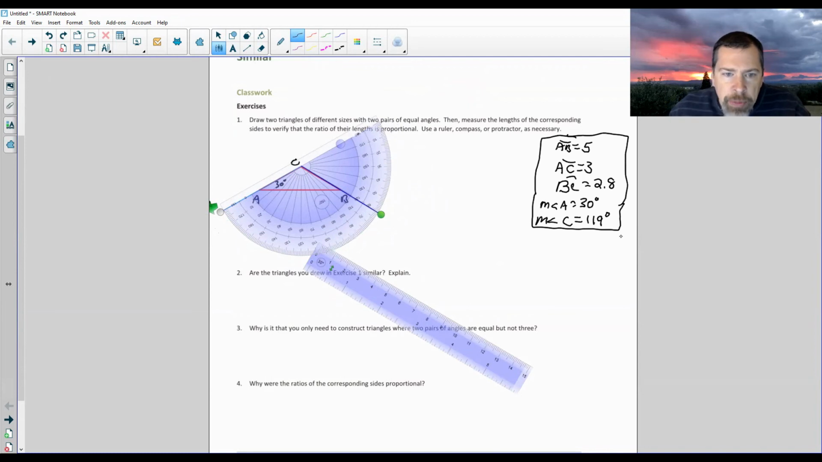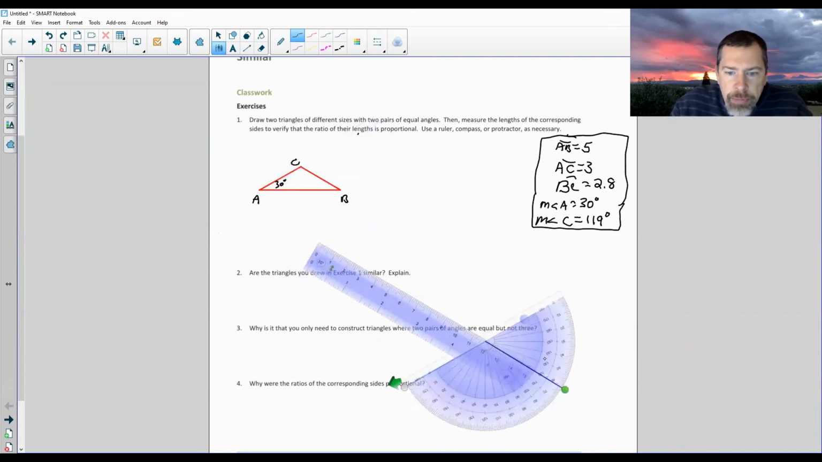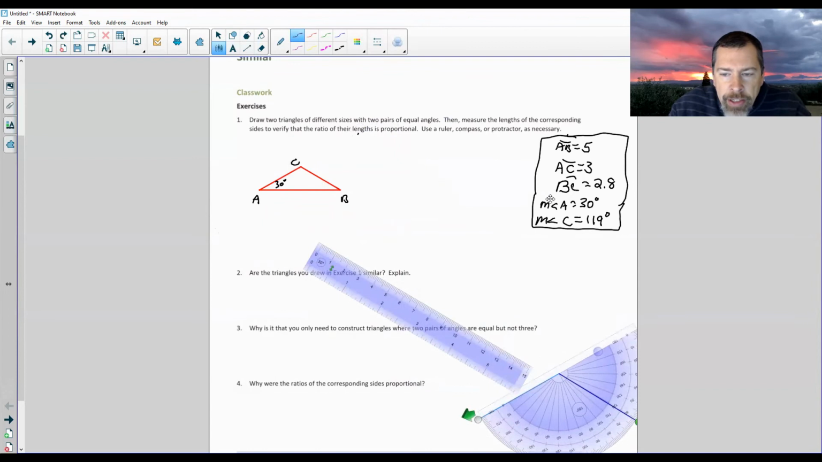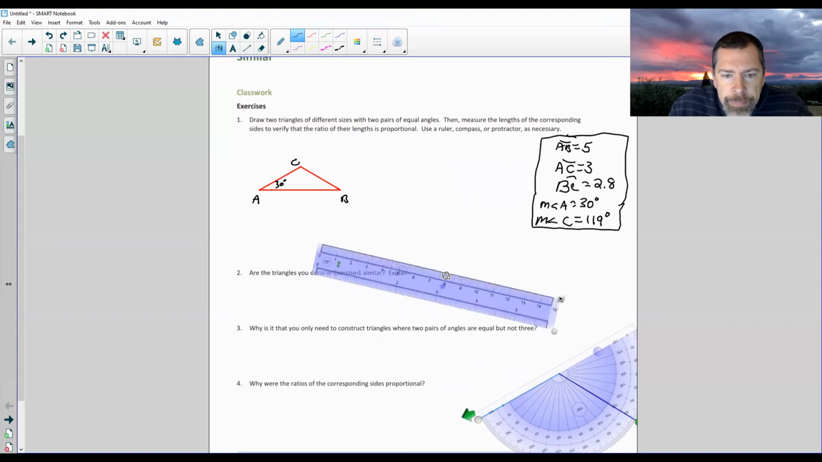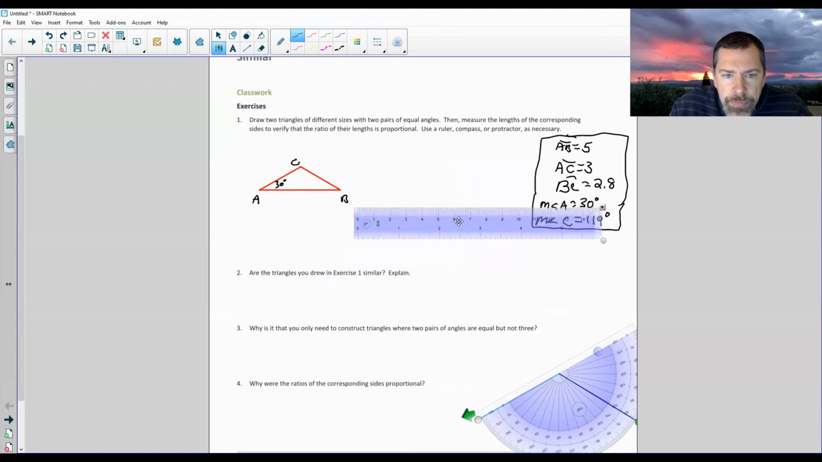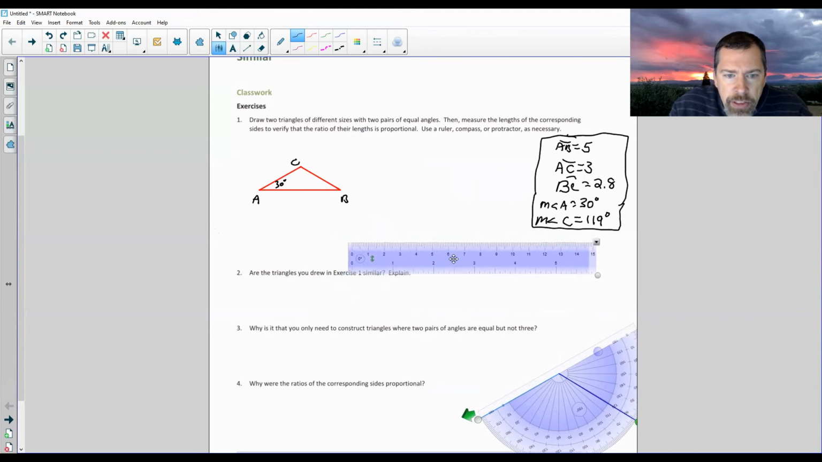Okay. I can find the measure of angle B now just by the triangle sum theorem, but we're not going to worry about that because this is AA. I have two angles. So there is my first triangle. It says to draw two triangles of different size with two pairs of equal angles. So let's make one twice as big just to make it easier. I'll make this one green. Since AB was 5, I'm going to make AB 10 this time.